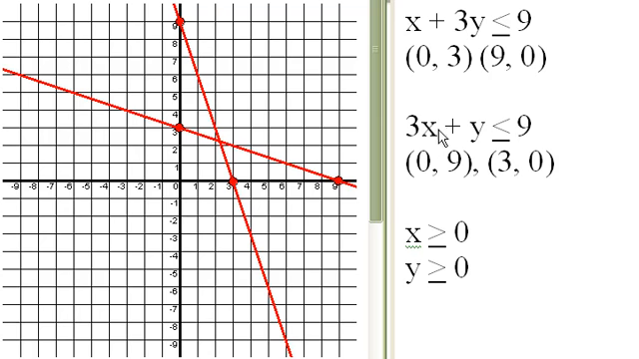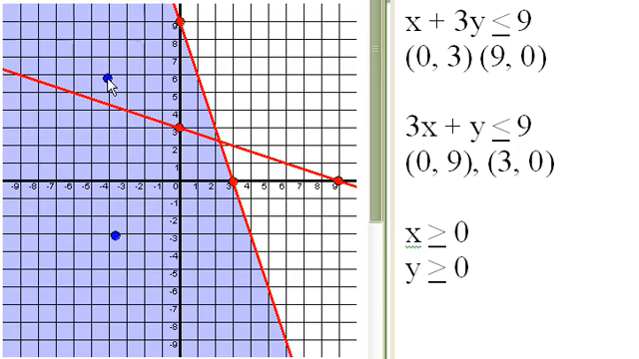And again, if I put in 0, 0, it would make this inequality true as well. So I'd shade down on this one as well. This one would look like that when I shade it. But you can see the 2 overlapping would be right here at this point. We still have 2 more inequalities to take into consideration.